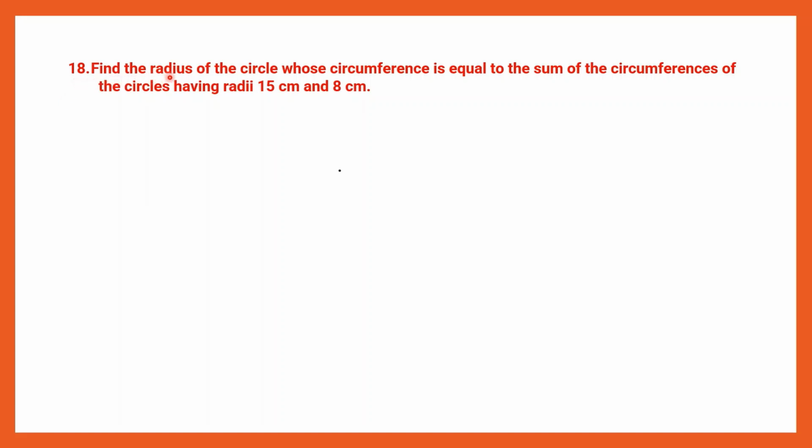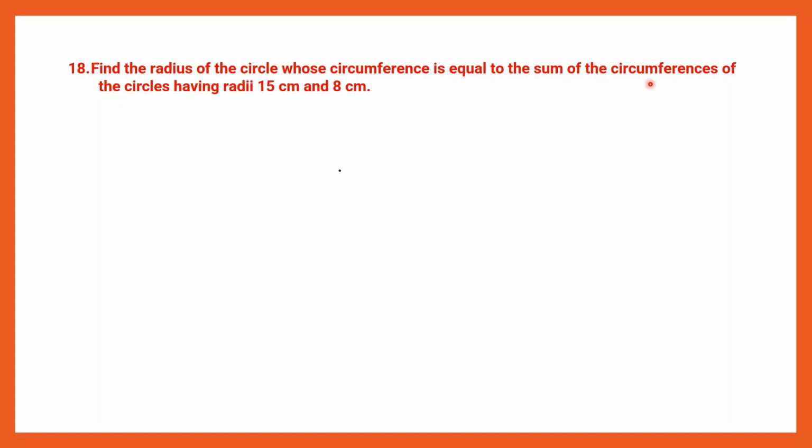Question 18. Find the radius of the circle whose circumference is equal to the sum of the circumferences of the circles having radii 15 centimeters and 8 centimeters. So let's go slowly and let's see what is given to us. We've been given the radii of two circles. Okay, so one circle has 15 centimeters radius, another circle has 8 centimeters radius.